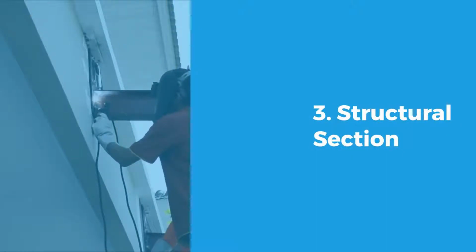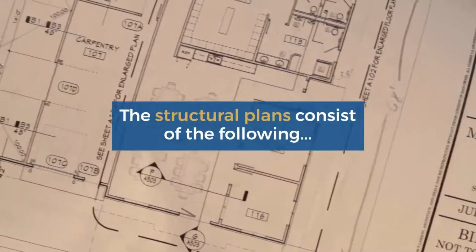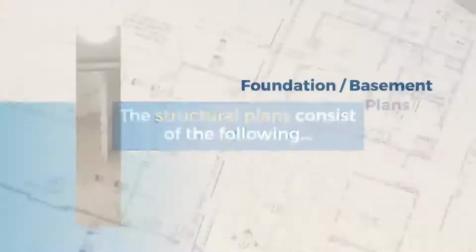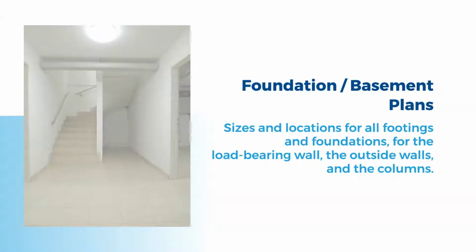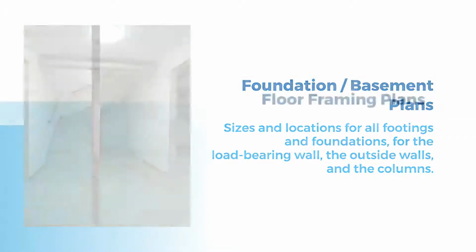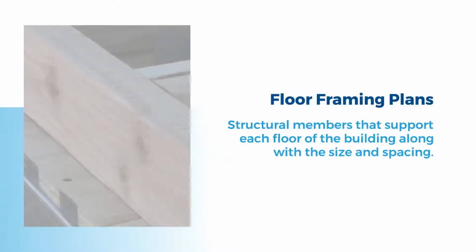The structural section. The structural plans consist of the following. Foundation or basement plans account for all footings and foundations for the load-bearing wall, columns, and the outside walls. Floor framing plans show structural members that support each floor of the building, along with the size and spacing.